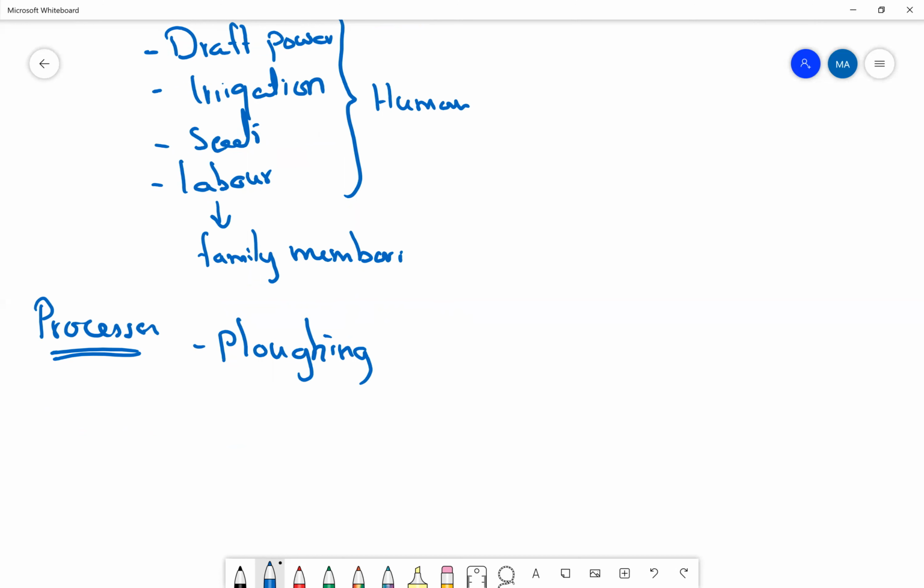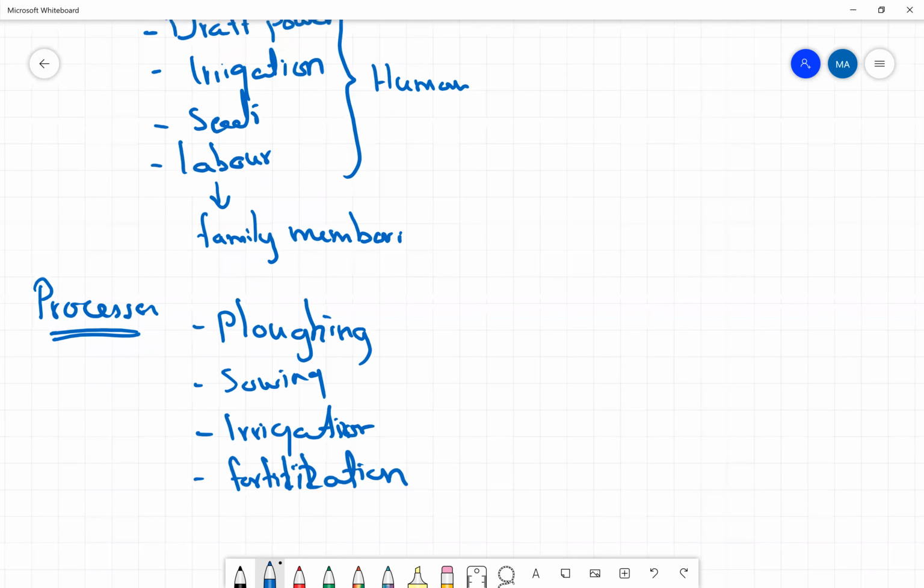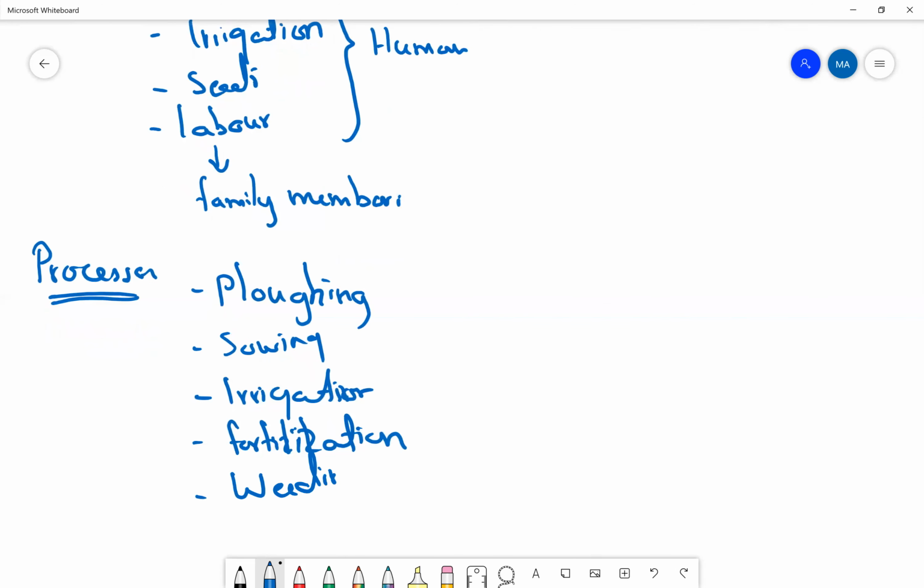And after sowing, they irrigate. So the second step is sowing of seeds, then irrigation. Irrigation is basically to provide water for the germination process to take place. And then fertilization, for the seeds to grow into plants properly, then weeding, threshing.